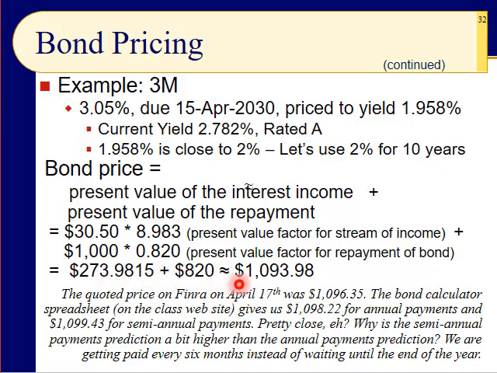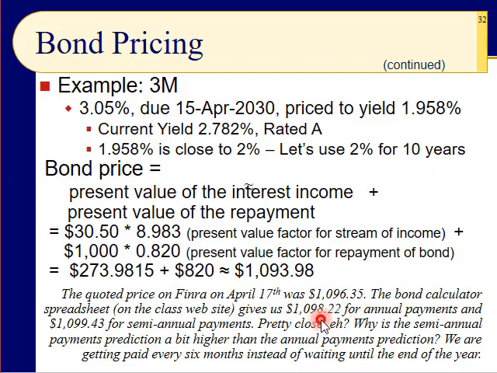You add those two up, and we believe the bond should be worth $1,093.98. Now, the quoted price was $1,096.35. That's pretty darn close, right?